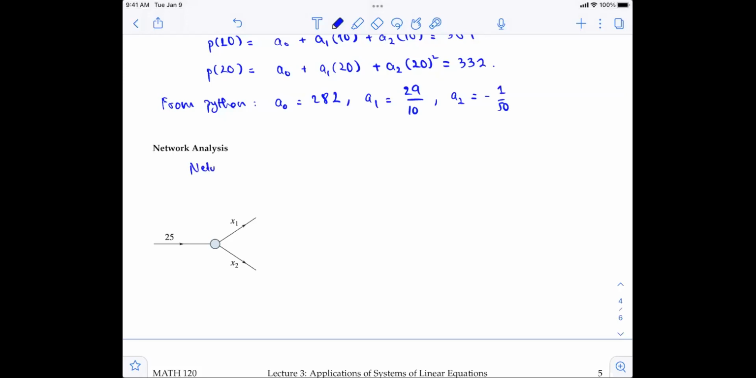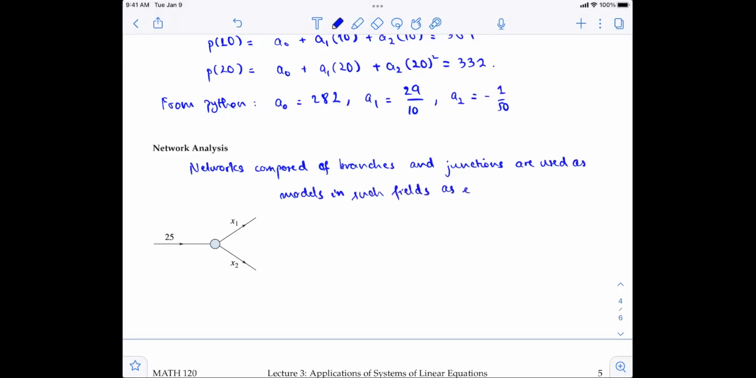So networks composed of branches and junctions are used as models in such fields as economics, traffic flow, and electrical engineering.